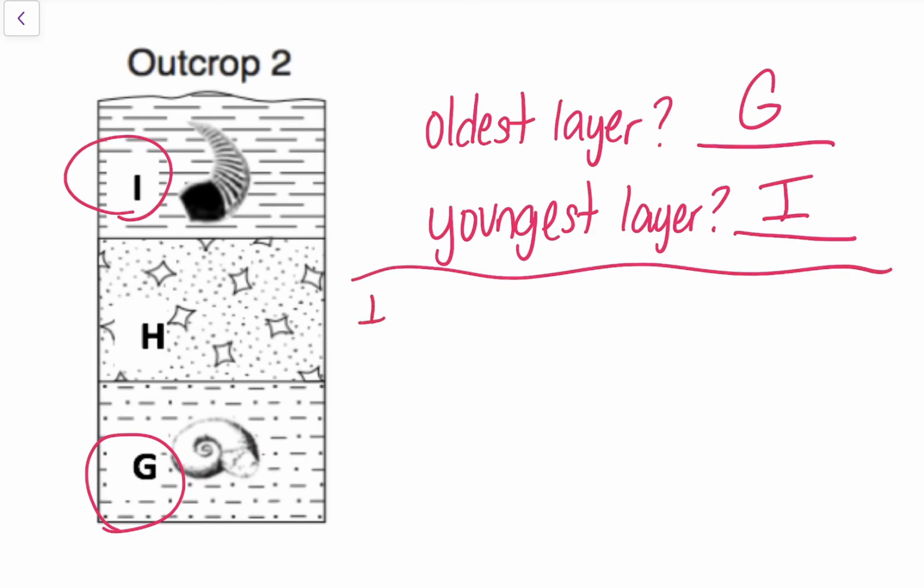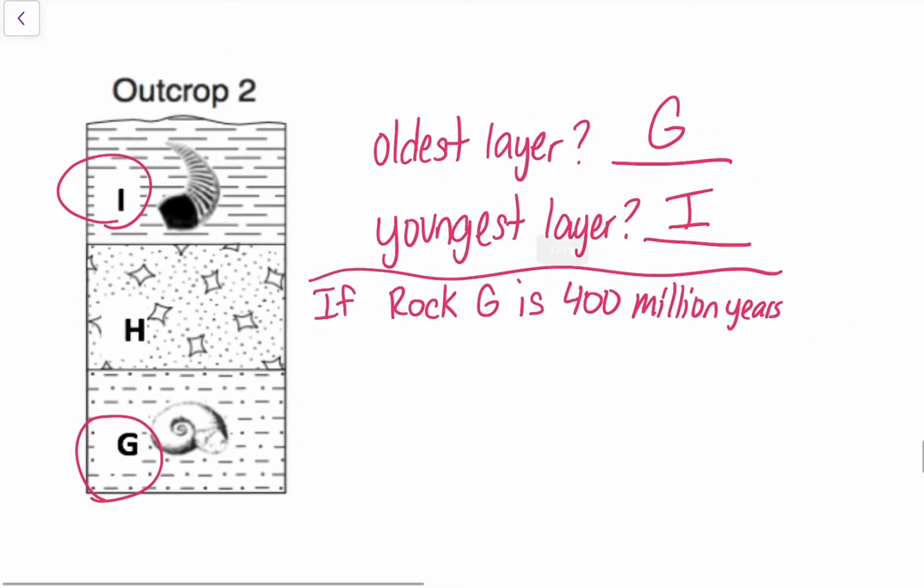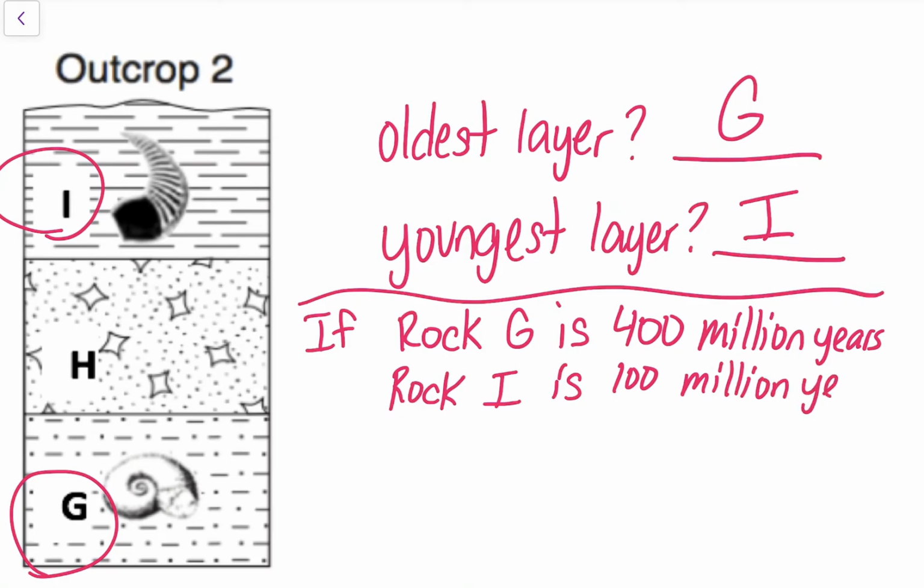Let's do another problem. If rock G is 400 million years old, and rock I at the top is 100 million years old. It's younger. How old is rock layer H?